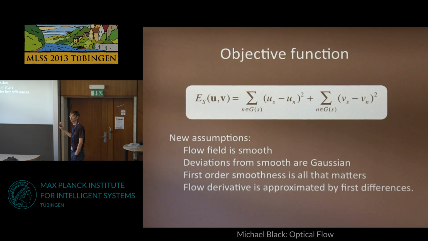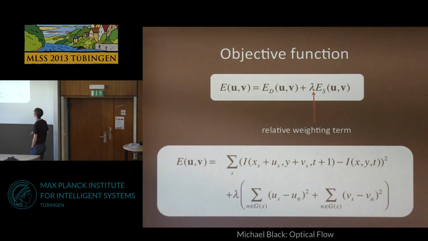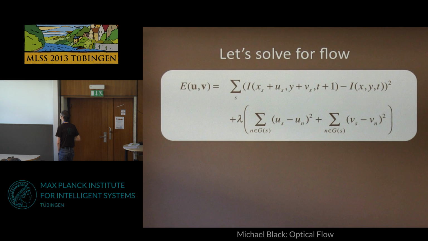All of these are assumptions. All of them are actually not very good, but it's important to write down what our assumptions are. Then, I'm going to put these two things together with a weighting term here, lambda. We're going to have to deal with that at some point. And now I have an energy function, E, which combines a data term and a spatial term and looks like this. That's the classical formulation of the optical flow objective function.